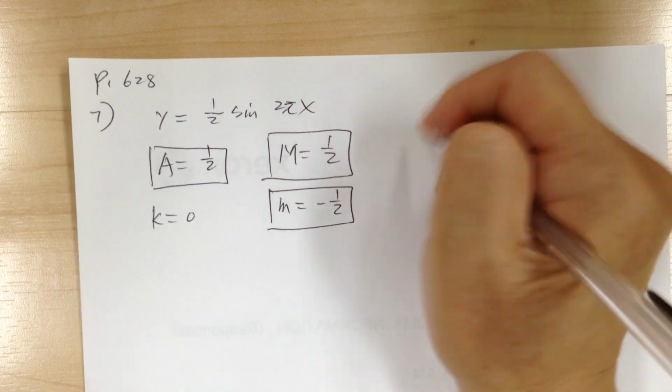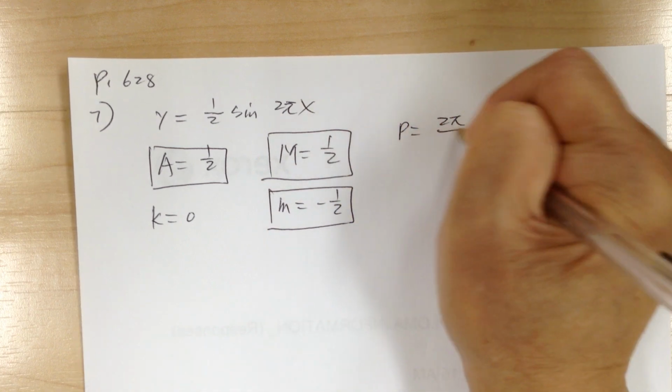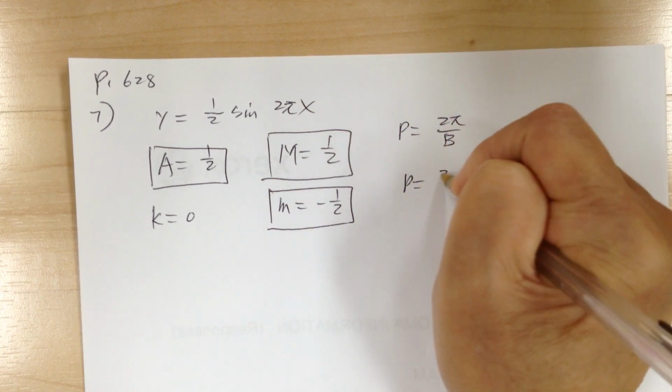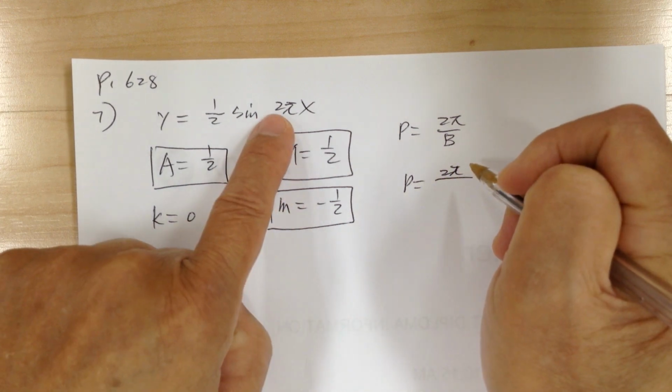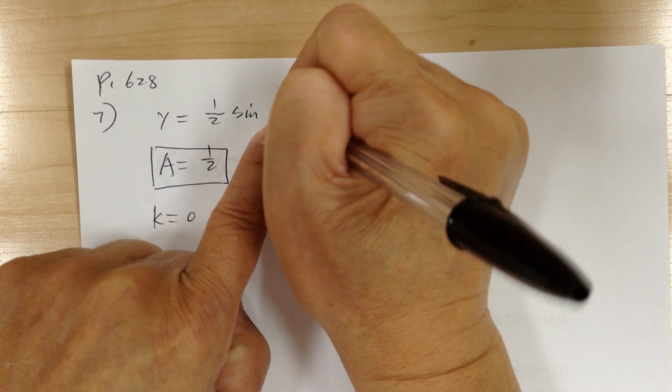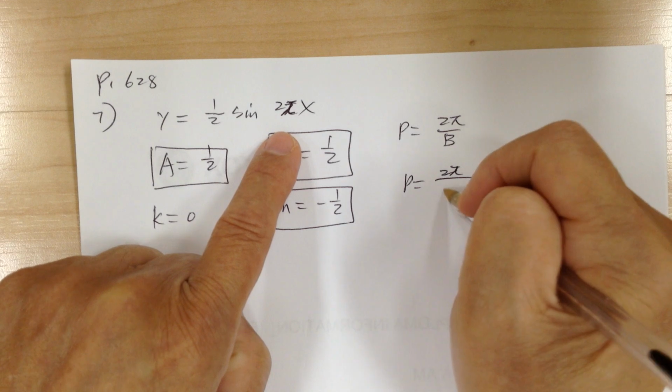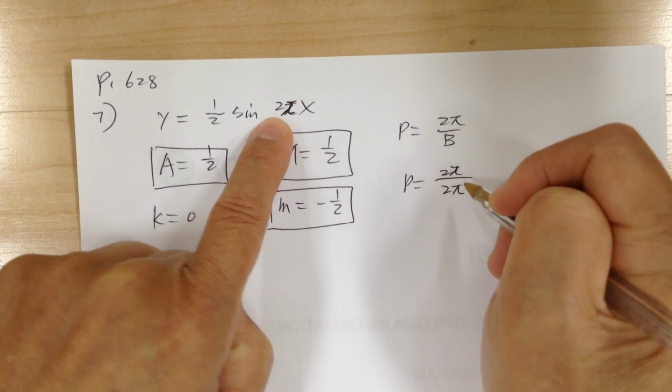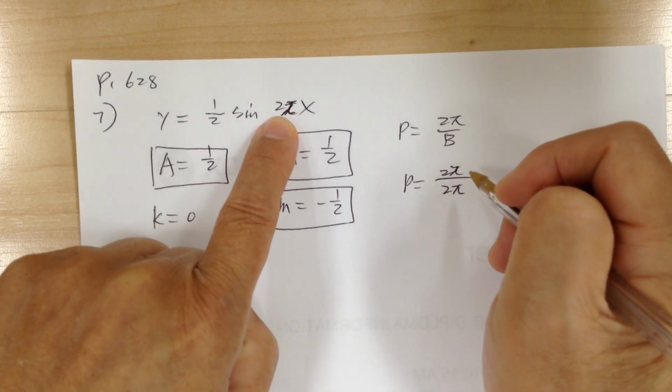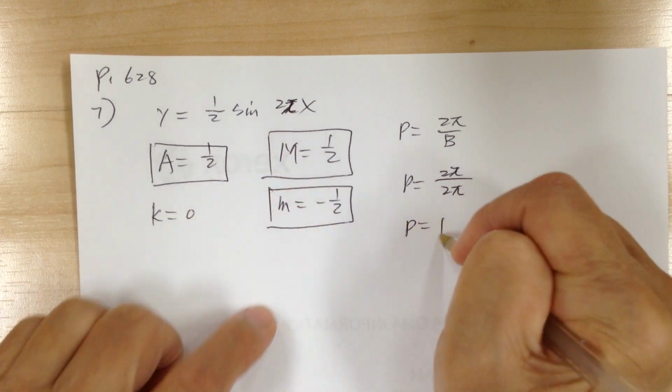Okay, and then for the period, equal to 2 pi over b. Here's your b. So b is everything in front of the x. So b equal to 2 pi. So period equal to 2 pi over 2 pi, which is 1.